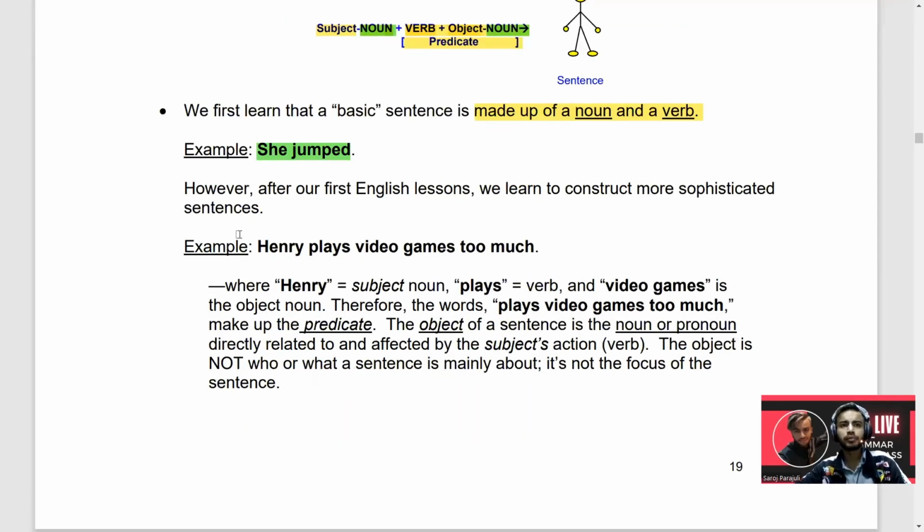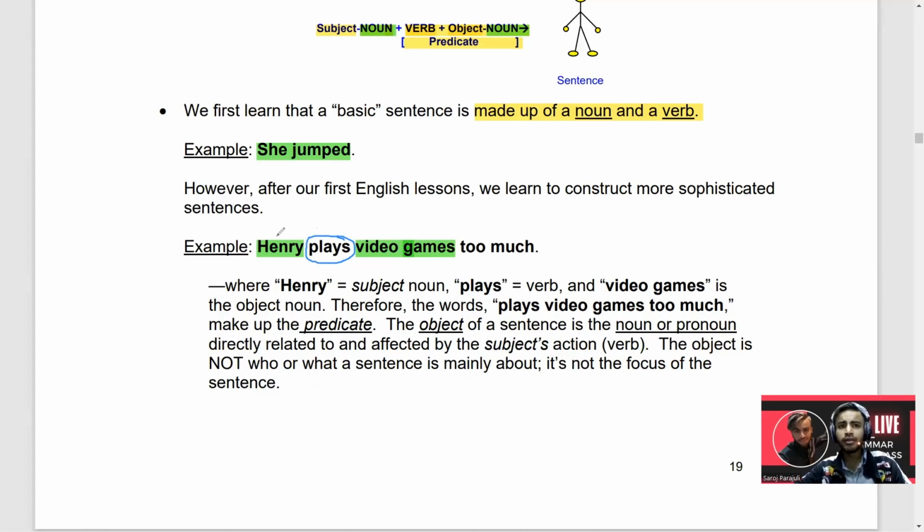Okay, come on. Now another example. Henry plays video games too much. Now try to identify, guys, by yourself. Okay, what might be the subject over here? What is the verb over here? Now let's see. We will try to identify, and we will also segregate predicate and subject over here as well.